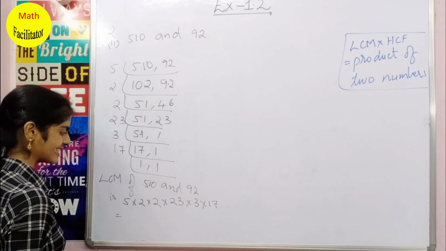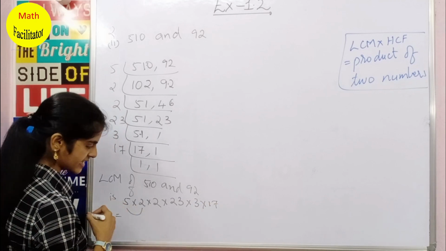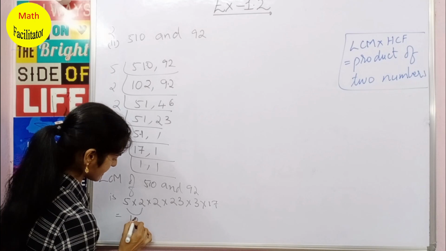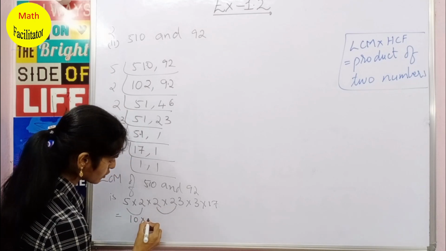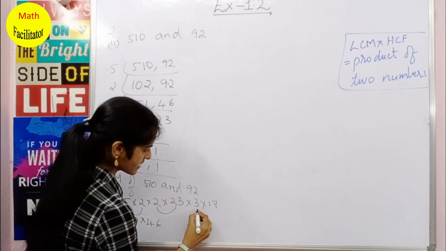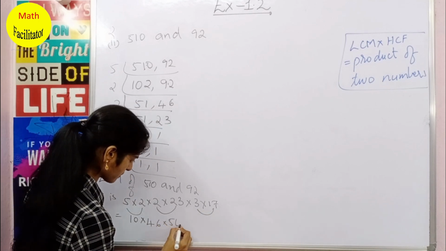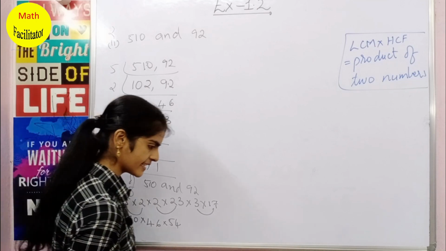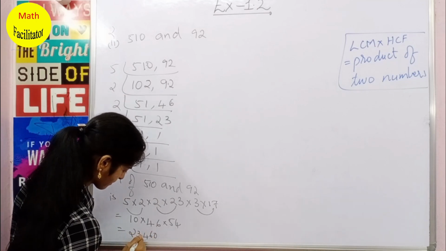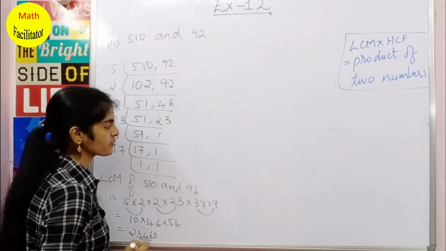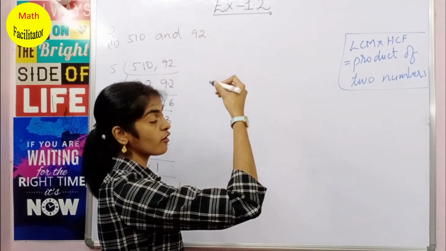Okay, so calculating, what do you get? 5 2s are 10. Okay, this is 10 and 23 2s gives you 46. Okay, 17 3s gives you 54. Okay, so now calculating, I get this as 23460. Okay, so now I want the HCF of this.